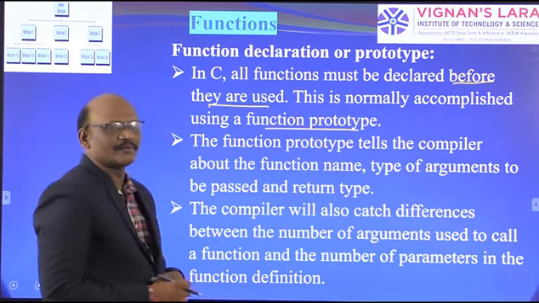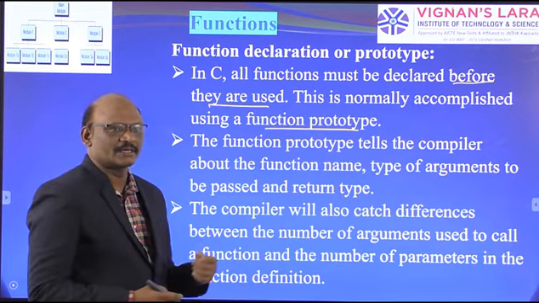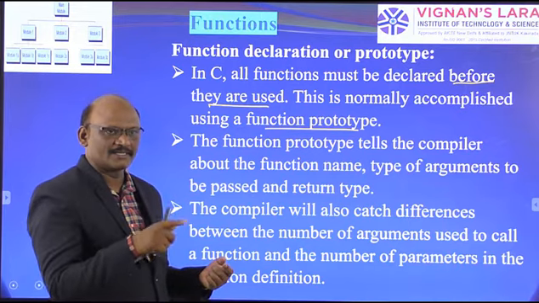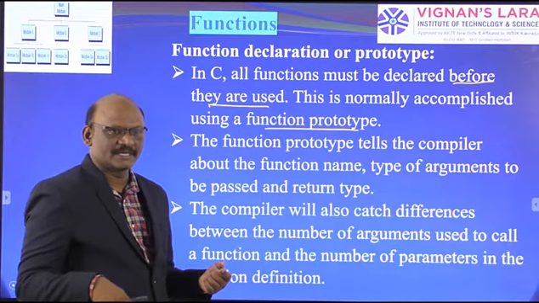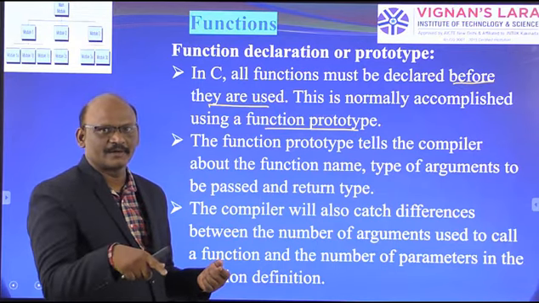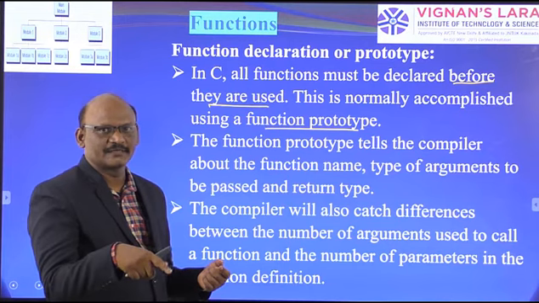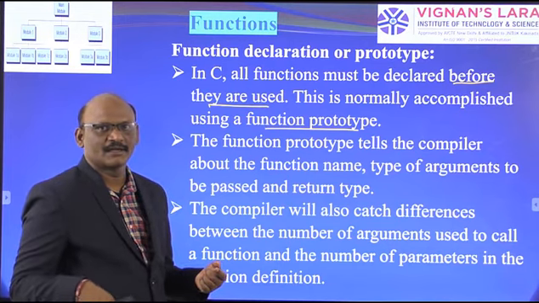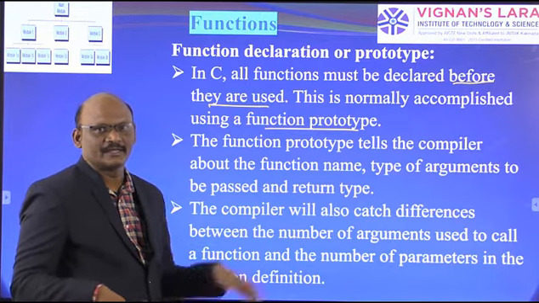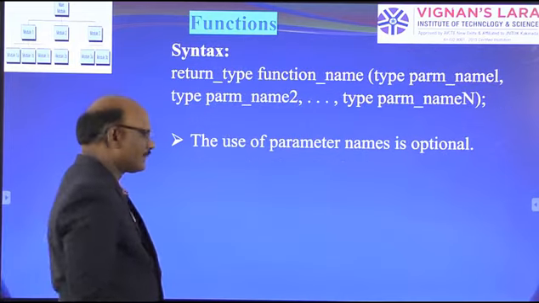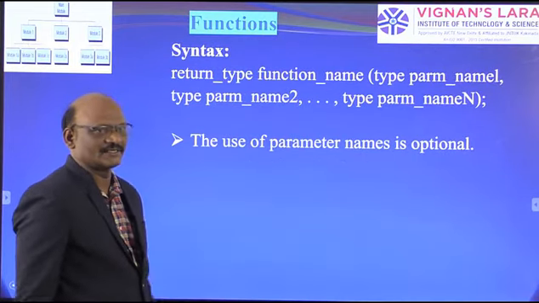So with the help of the prototype, we need to check the calling function and the called function. The number of arguments passed in the calling function must be the same as the number of arguments in the called function, and the type of arguments passed in the calling function must match the type of the arguments used in the called function. That is to be verified with the help of the function prototype only. So who will verify that? The compiler will verify. The compiler catches the differences.